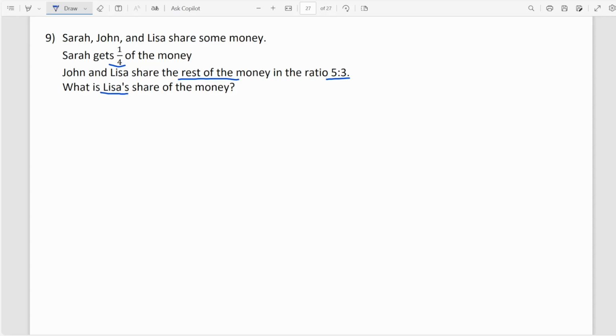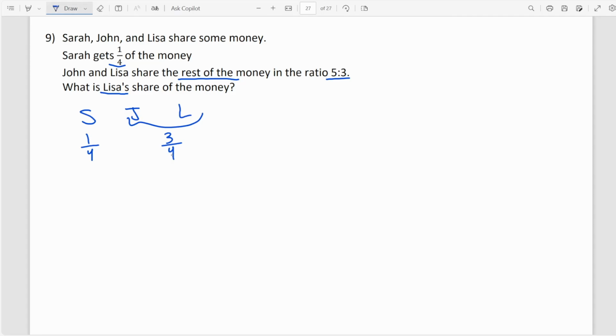Okay. So firstly, we have Sarah, we have John, and we have Lisa. And we had an amount of money that Sarah already got 1 over 4 of. So what does that leave for John and Lisa? It leaves them 3 over 4. How did we figure this out? We just subtracted 1 over 4 from 4 over 4, the total, and you get 3 over 4, the amount of money that John and Lisa will share.